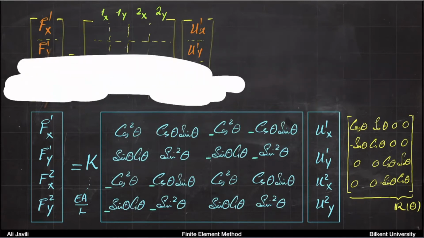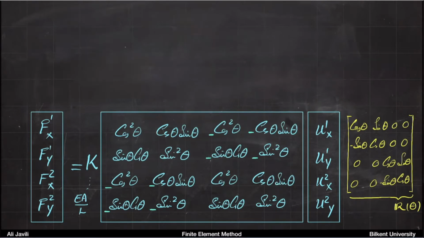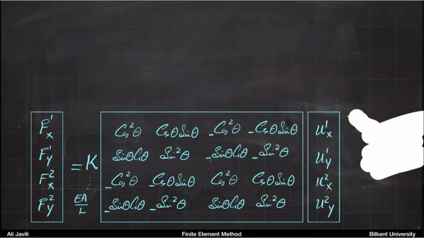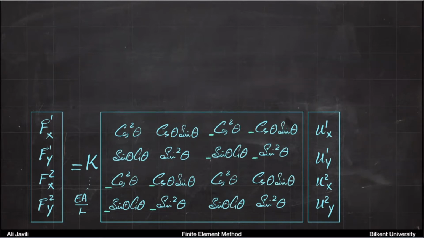Do you have any questions? Can I ask? Sure. How can we implement these stiffness matrices into the global stiffness matrix?